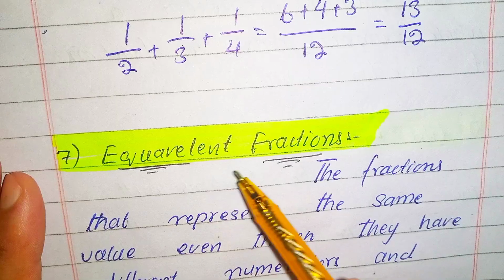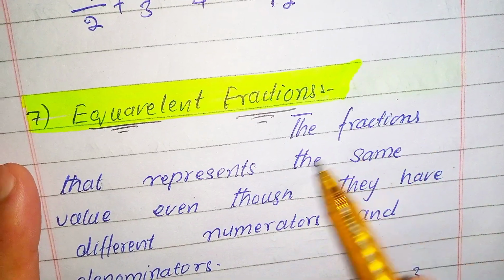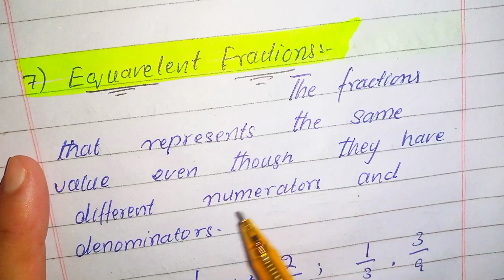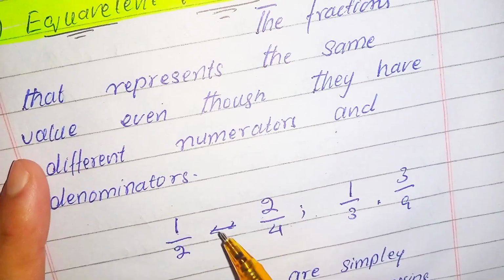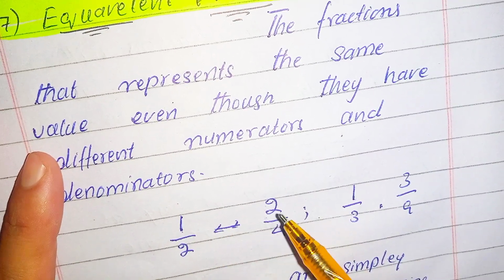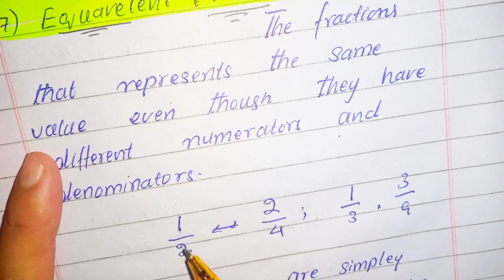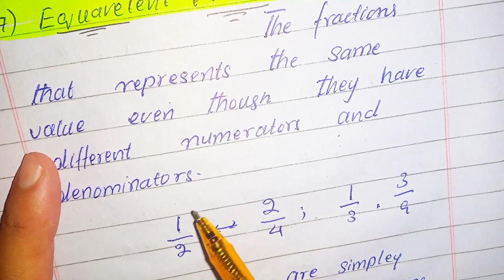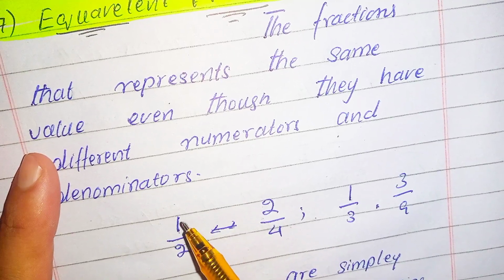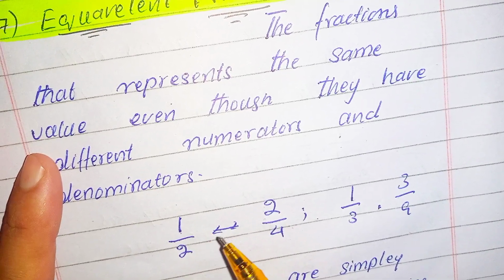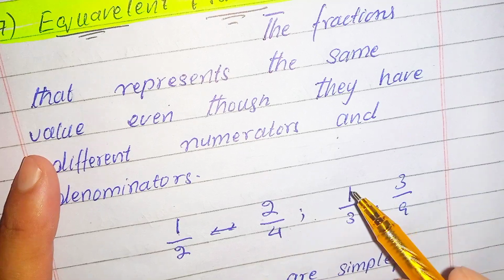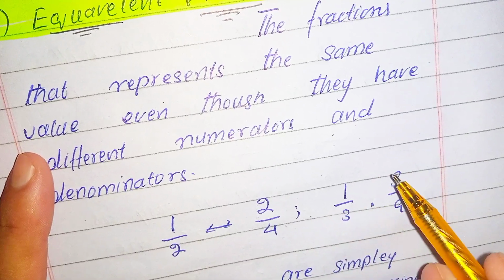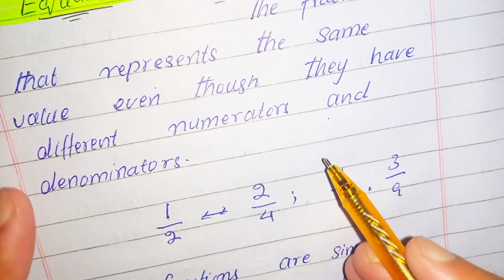The seventh type is equivalent fractions. So these fractions represent the same value even though they have different numerators and denominators, right? For example, 1 over 2 and 2 over 4 are equivalent fractions. They seem different, but they are equal because we can simplify this fraction and it will become this fraction, and if we multiply this 1 over 2 by 2 over 2, then we get this fraction, right? And the same, 1 over 3 and 3 over 9 have the same value, but they seem to be different, right?